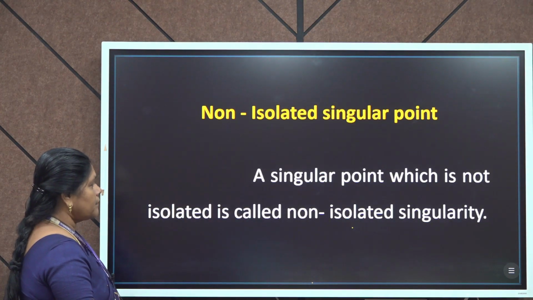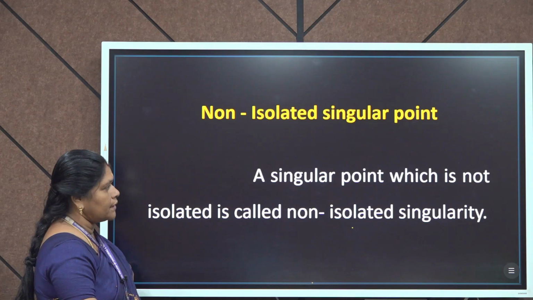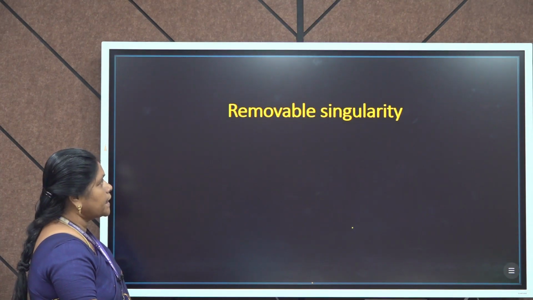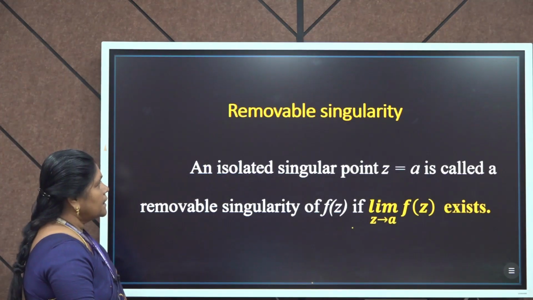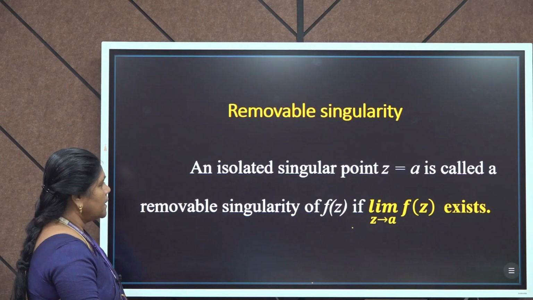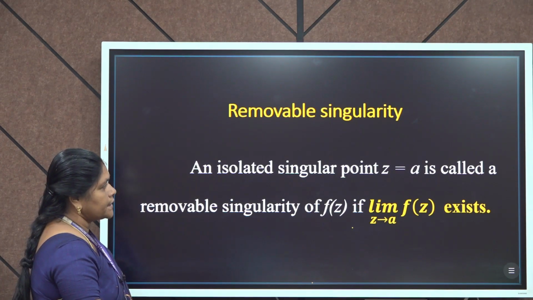Then let us see non-isolated singular point. A singular point which is not isolated is called a non-isolated singularity. Next, let us see removable singularity. Removable singularity is an isolated singular point at which the limit as z tends to a of f of z exists.